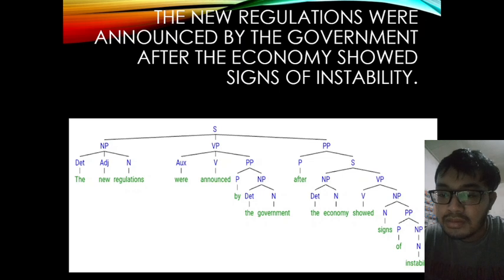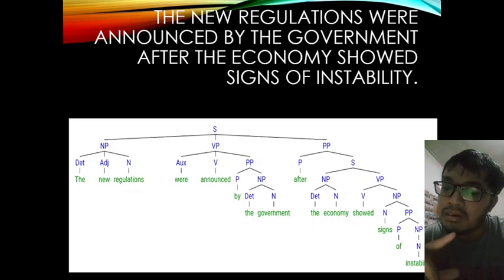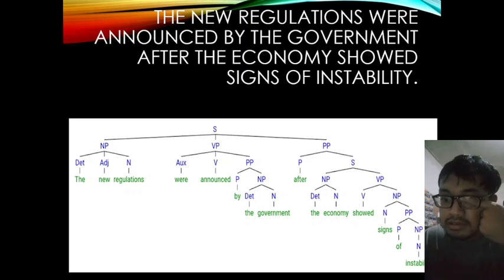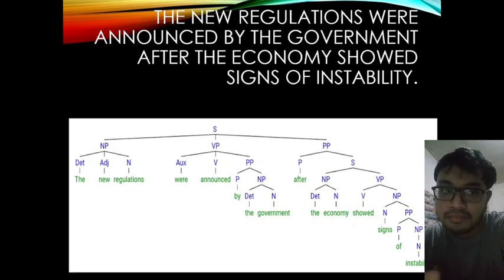The verb phrase were announced by the government is passive, where were is the auxiliary verb, announced is the past participle, and by the government is a prepositional phrase identifying the agent.